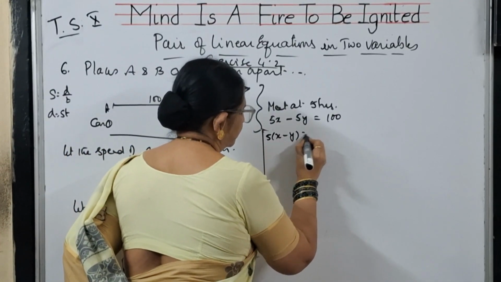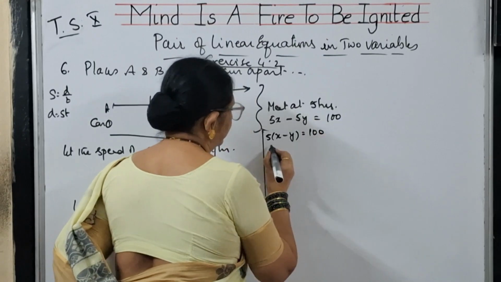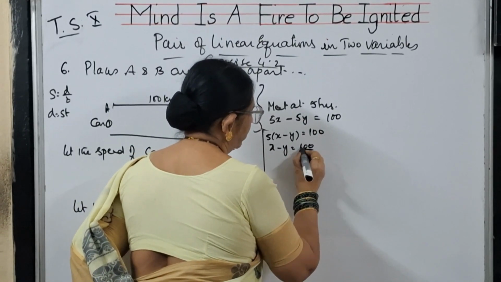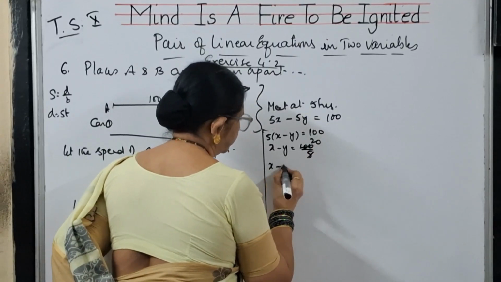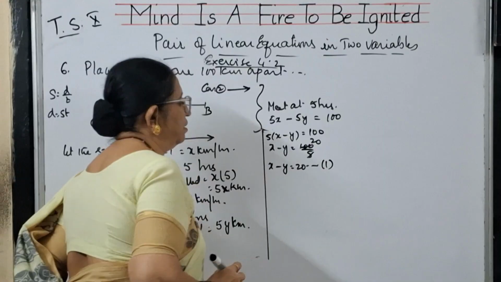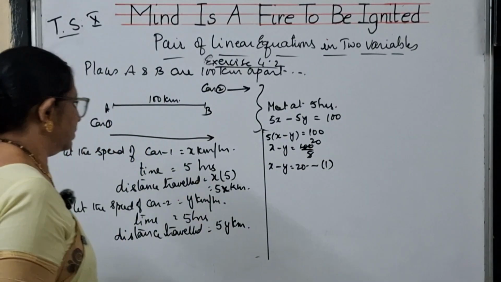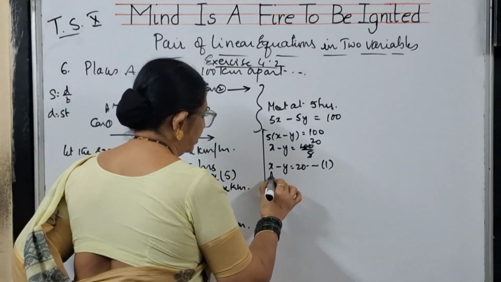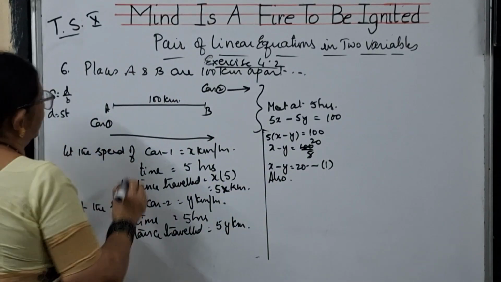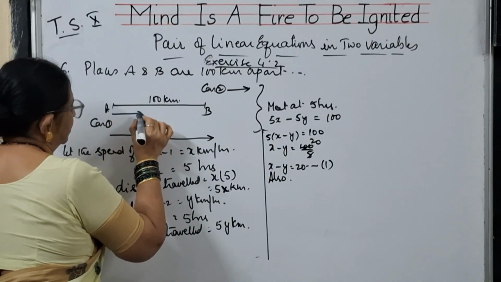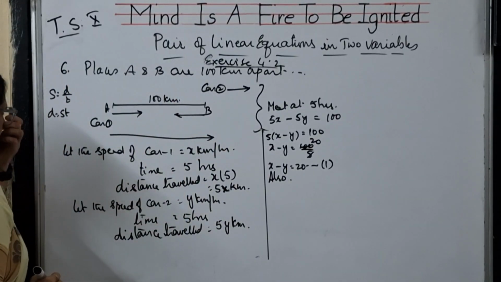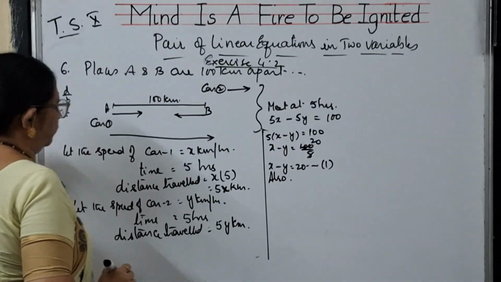So 5 into x minus y is equal to 100. x minus y is equal to 100 by 5, 20. x minus y is equal to 20 is the first equation. And second one, what did they say? When car 1 travels in this direction and car 2 is traveling in the opposite direction, they could meet after 1 hour.